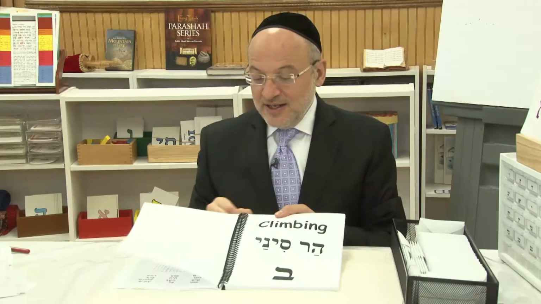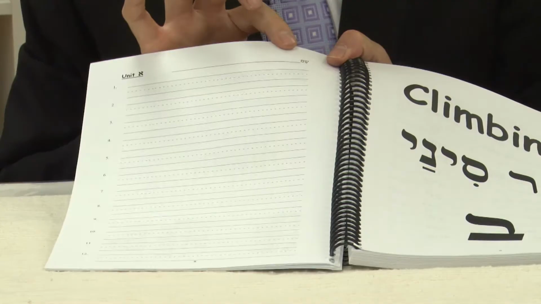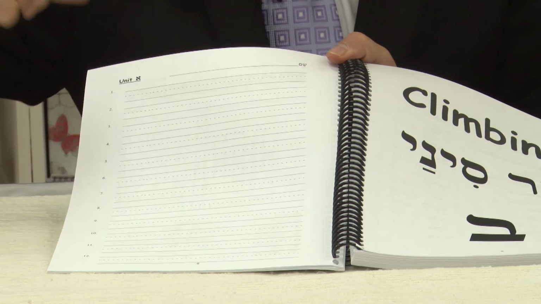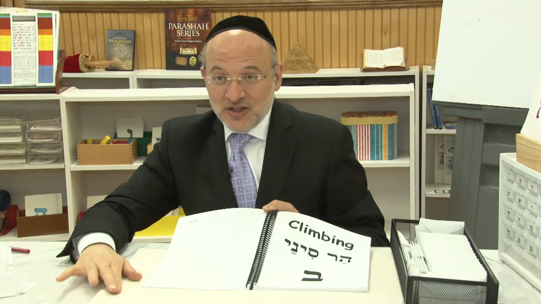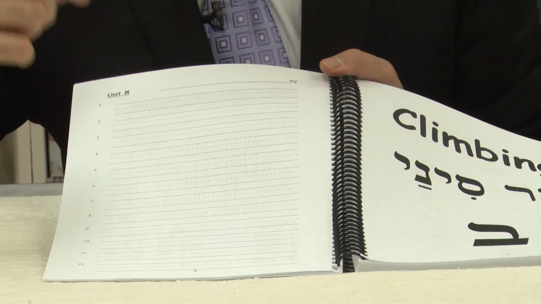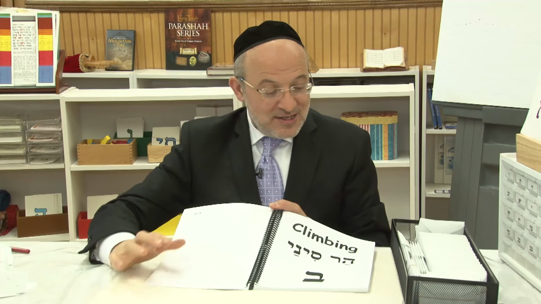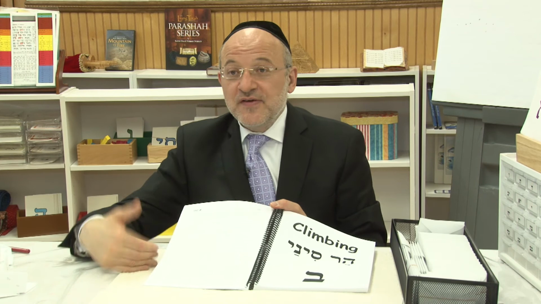Now here's the assessment. Unit Aleph, the child puts his name at the top and he writes out all 12 words in English and in Hebrew. It doesn't have to be in any special sequence. That's not important. But what is important is that he knows all 12 words and the Teich translation. And now he goes to the Rebbe Mora and says, Rebbe Mora, I finished Unit Aleph. And the Rebbe Mora does a quick spot check.